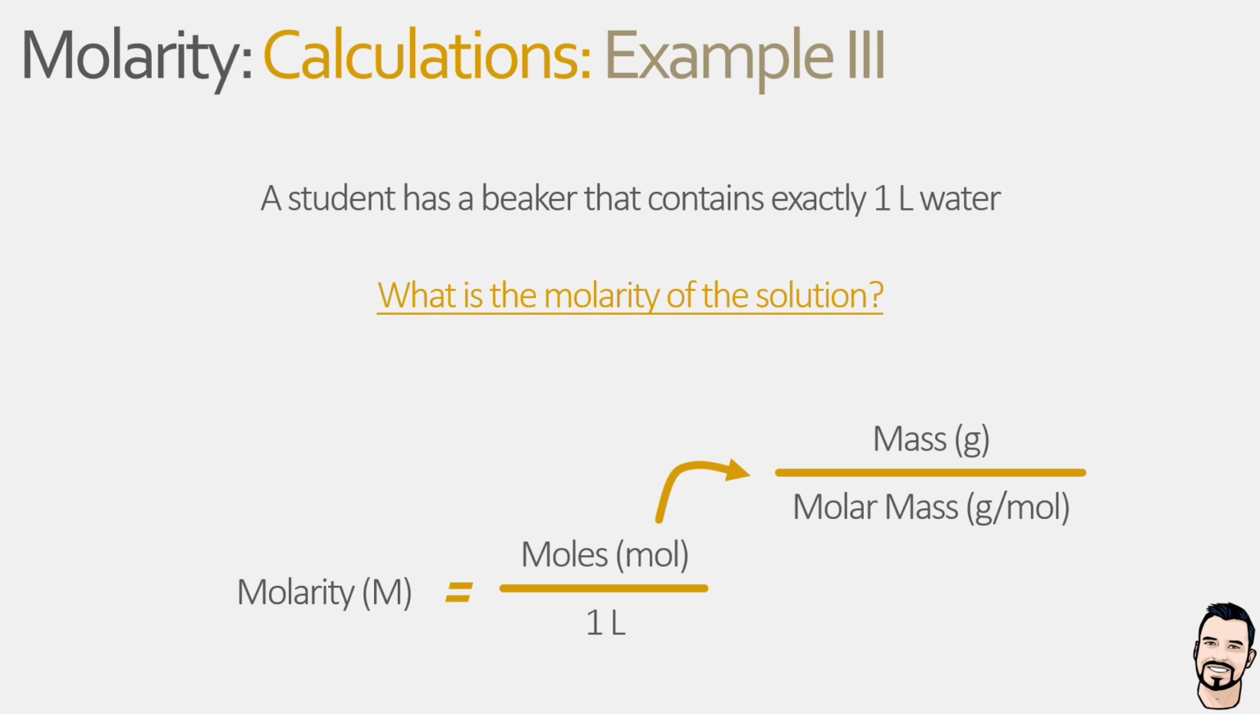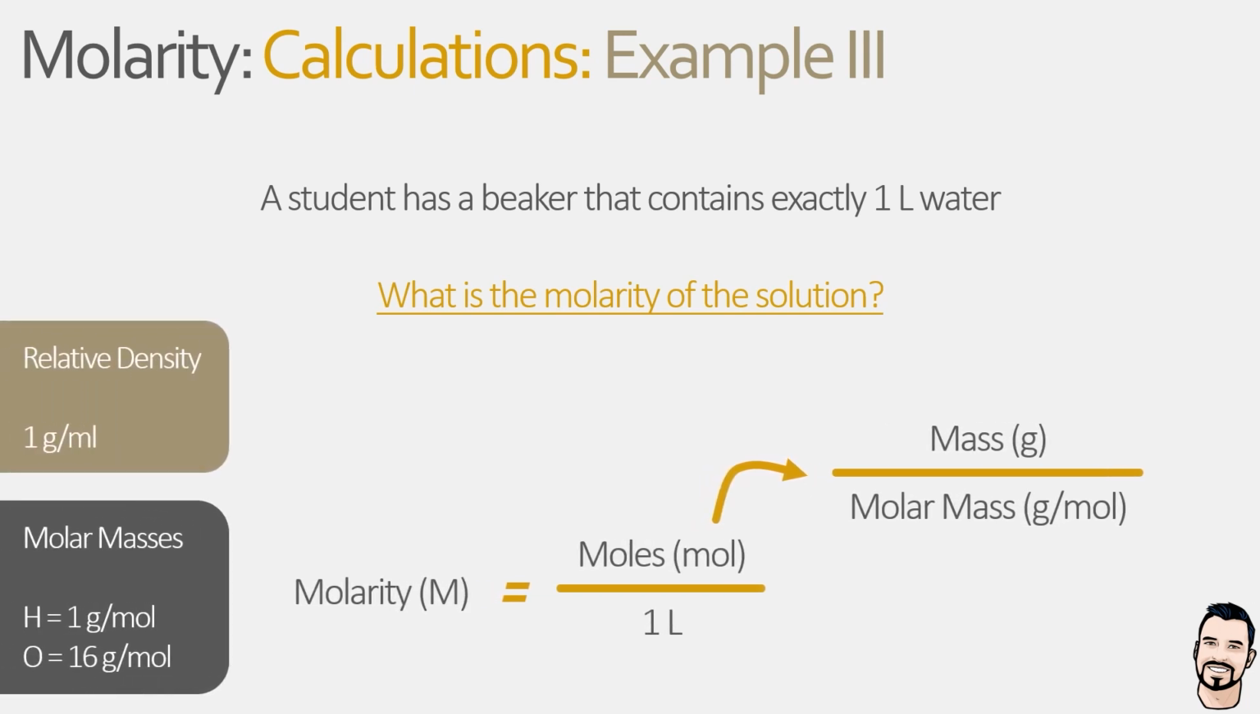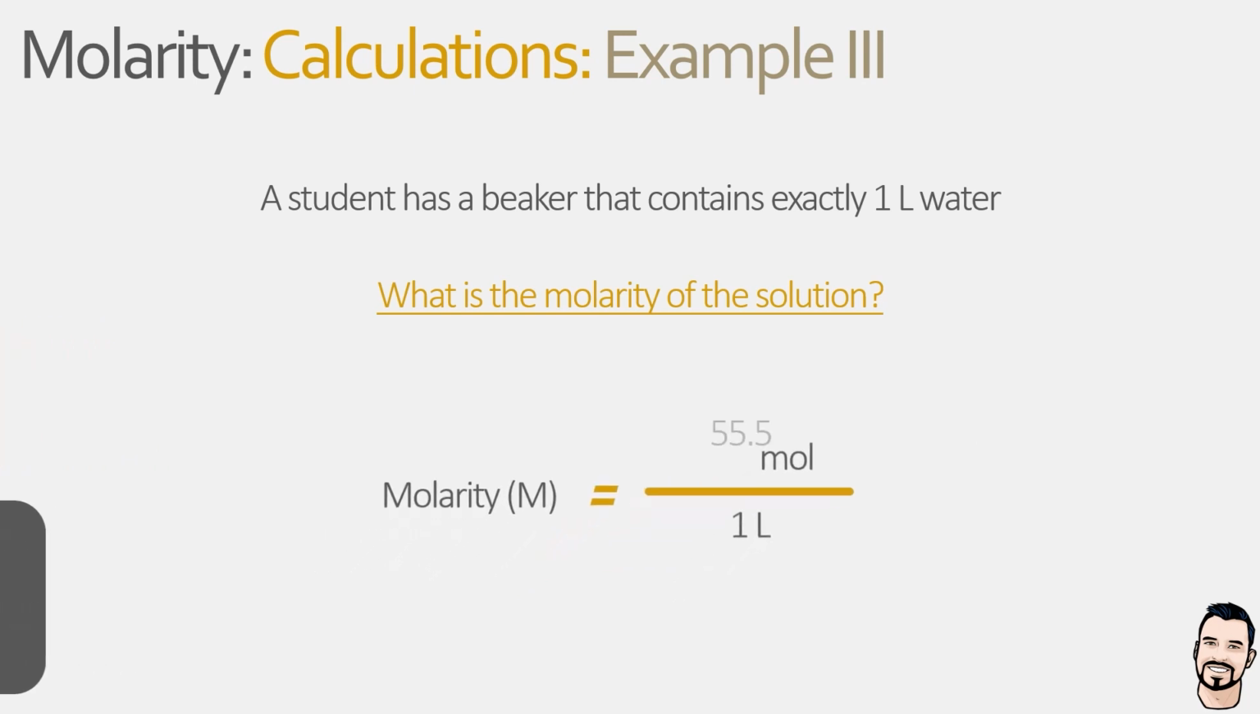And so if we bring in some general information about water and information from the periodic table, we can start to calculate our values. And so we can use the relative density of water, which is 1 gram per millilitre, to determine the mass of water we have in the beaker, which is 1000 grams. We can now calculate the molar mass of water, which is equal to 2 times 1 gram per mole plus 1 times 16 grams per mole, giving us a molar mass of 18 grams per mole. We can now solve this equation, giving us 55.5 moles of water.